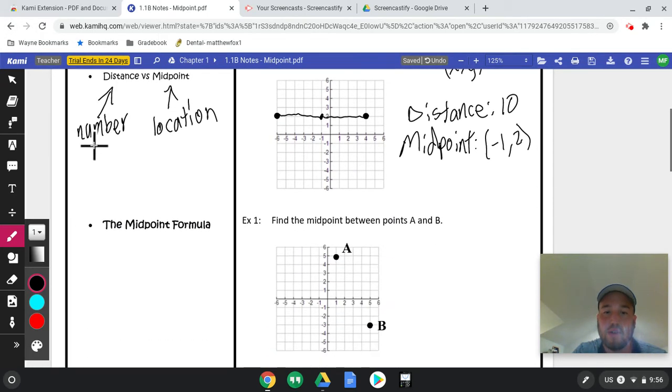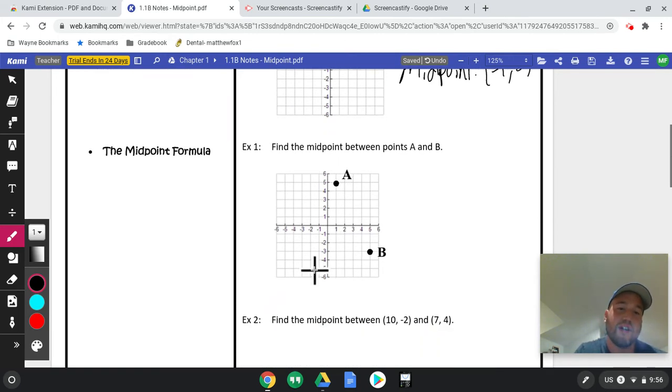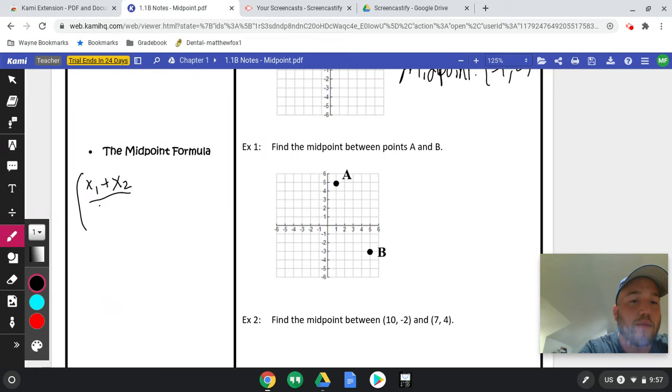Now, when you're given a picture like that, sometimes it's really easy when it's horizontal or vertical. However, other times it won't be quite as easy if the points are diagonal from each other, forming a slant. To deal with that, we can use the midpoint formula. To use it, we simply take our x values, add them together, and divide by 2. That gives us our x coordinate. Then we take our y values, add them together and divide by 2, and that will give us our y coordinate.